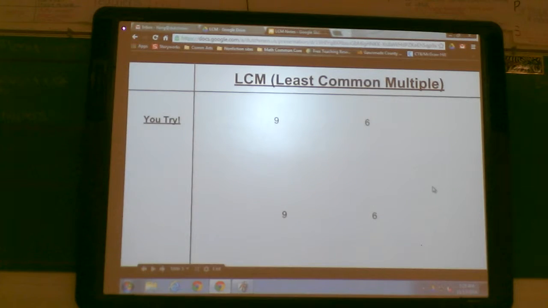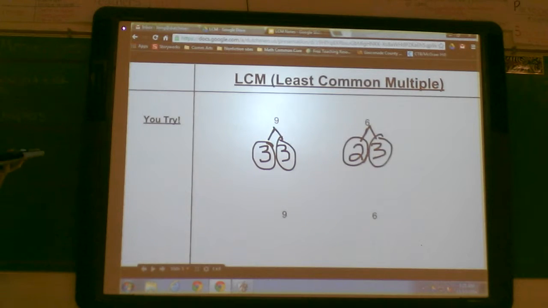So let's go through one of these together. If I am trying to find the least common multiple of 9 and 6, first thing I'm going to do is factor it. So what 2 numbers multiply to 9? 3 and 3. Good. They're both prime, so we circle it. What 2 numbers multiply to 6? 2 and 3. And they are both prime, so we circle them.